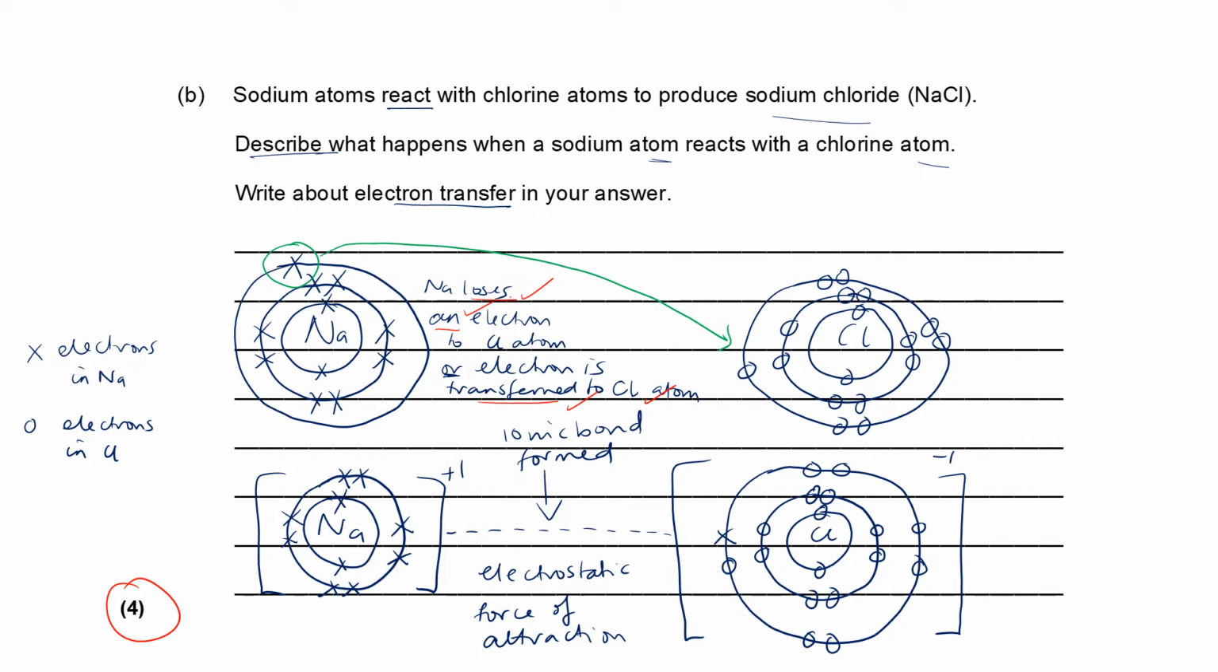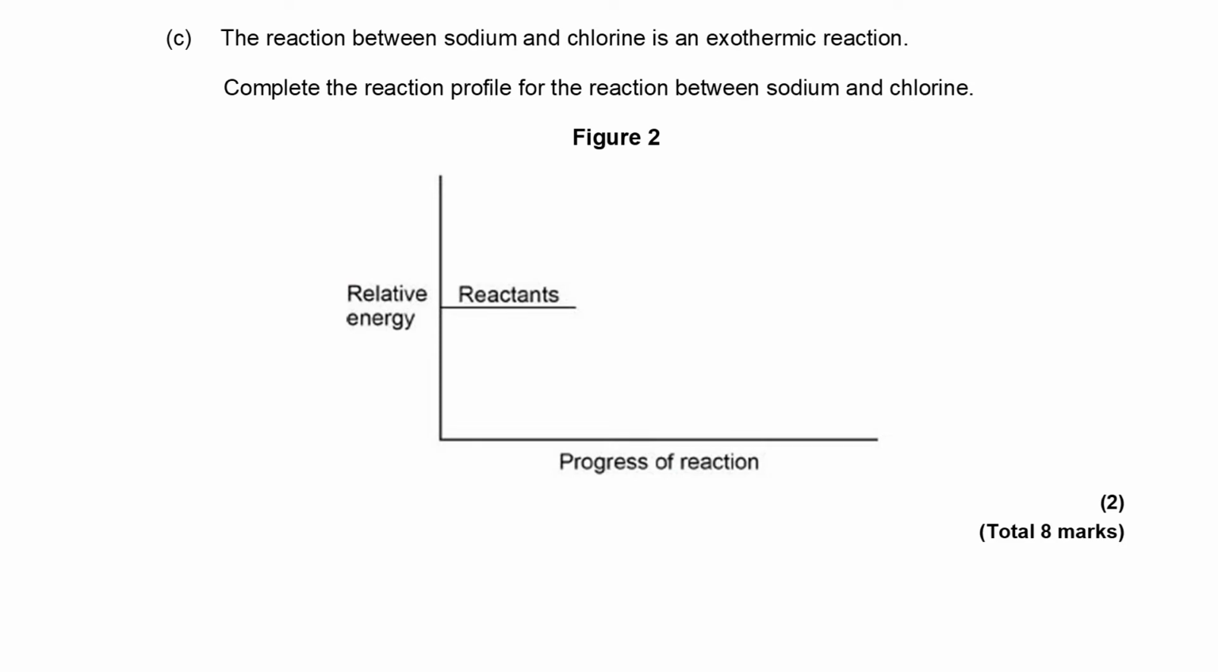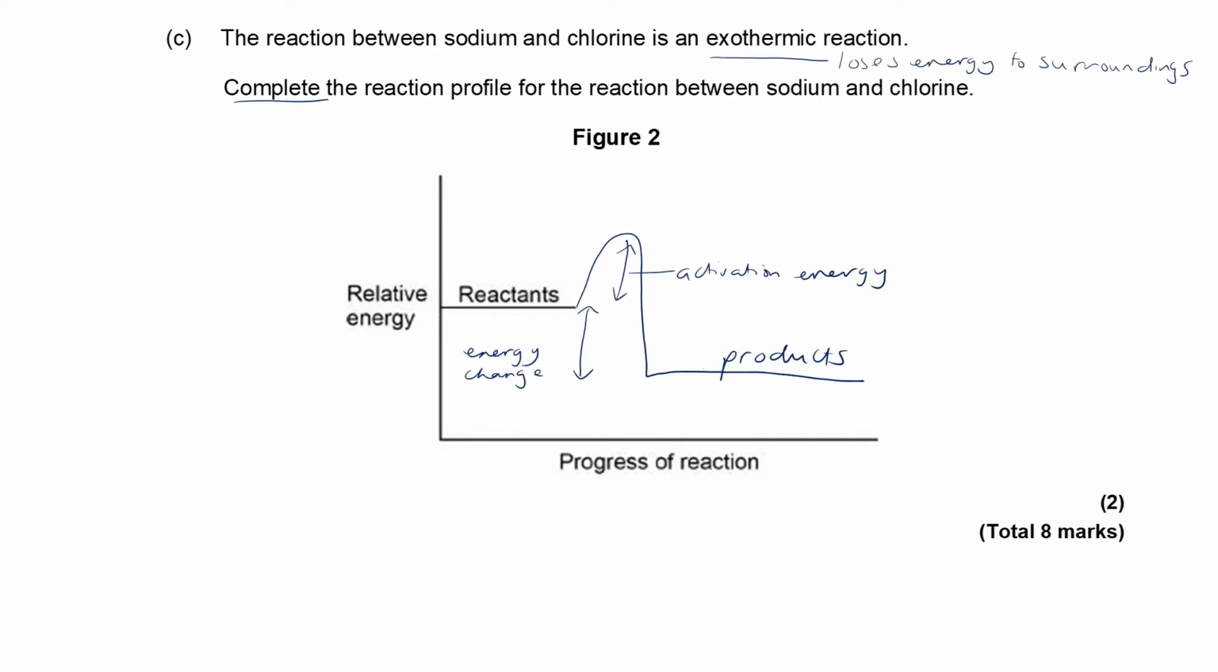Okay, part C. The reaction between sodium and chlorine is an exothermic reaction. So straight away, I know that it loses energy to the surroundings, and I make a note of that because obviously that's a clue. Complete the reaction profile for the reaction between sodium and chlorine. So if it's losing energy to the surroundings, the products must have less energy than the reactants. So that line will be lower.